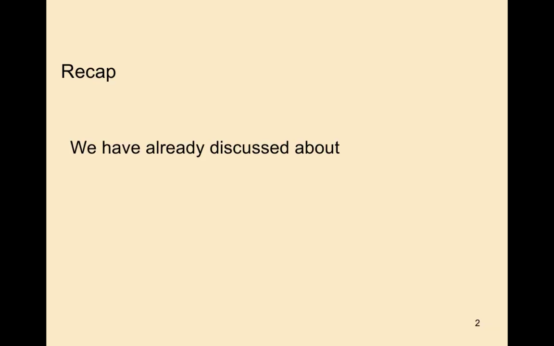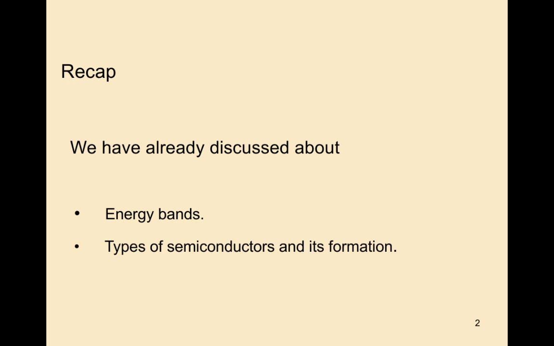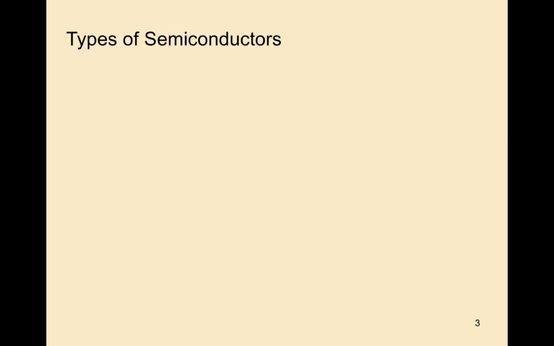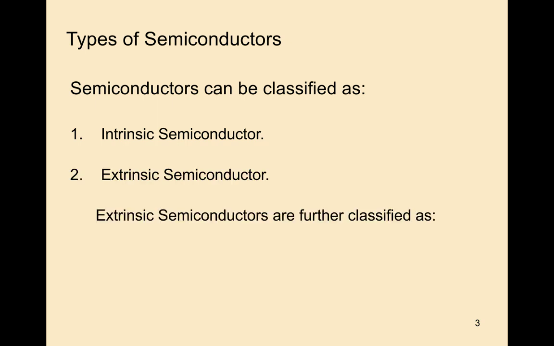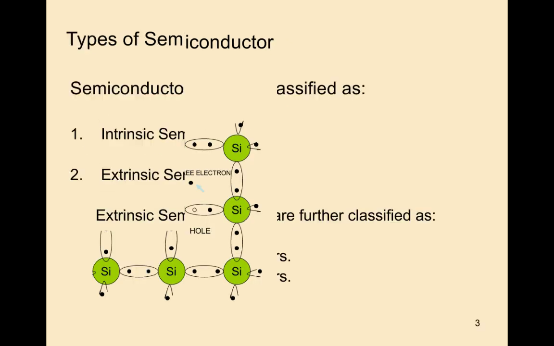Recap. We have already discussed energy bands, types of semiconductors and their formation. In previous classes we discussed energy bands and types of semiconductors and their formation. Semiconductors can be classified as intrinsic semiconductor and extrinsic semiconductor, and extrinsic semiconductors are further classified as N-type semiconductors and P-type semiconductors.